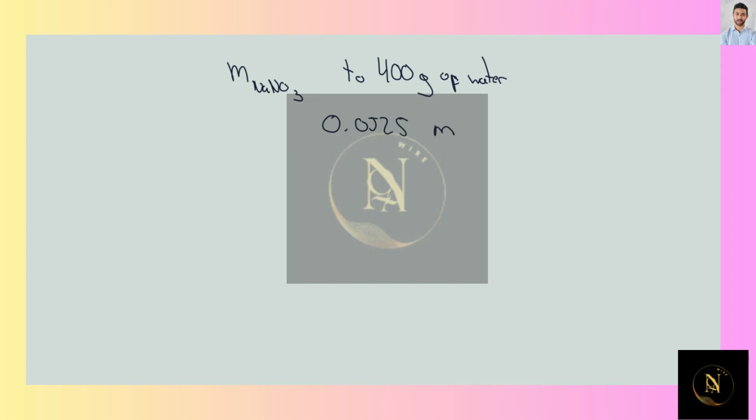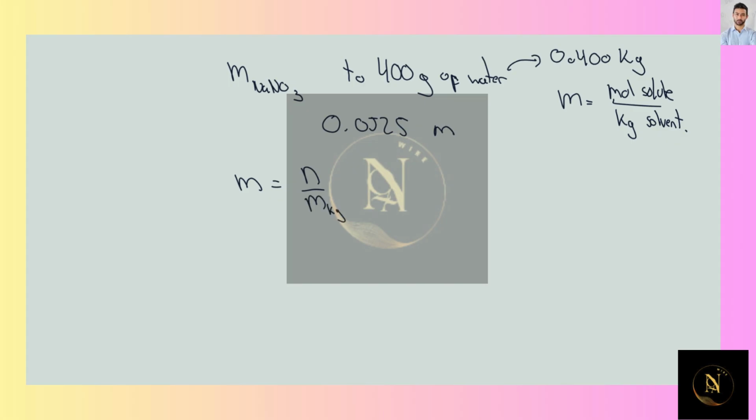So remember that the definition of molality is equal to moles of solute over kilograms of solvent. So the first thing that we need to do is convert these 400 grams of water into kilograms, which is 0.400 kilograms, and employ the information that we get from the molality. Since molality is equal to amount of mole divided by mass in kilograms of the solvent, the amount of mole of the solute, in this case sodium nitrate, is going to be equal to the molality times the mass of the solvent in kilograms.